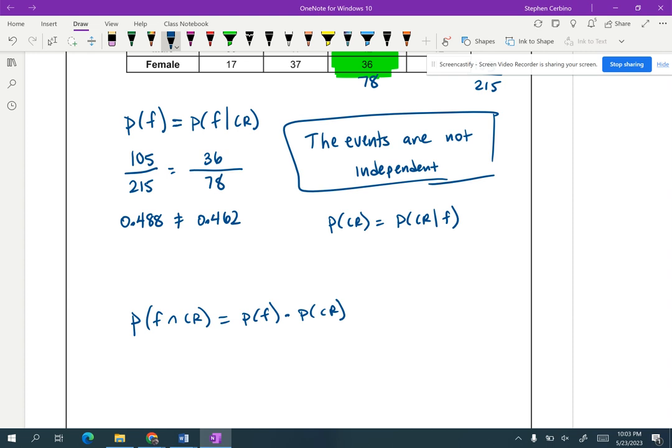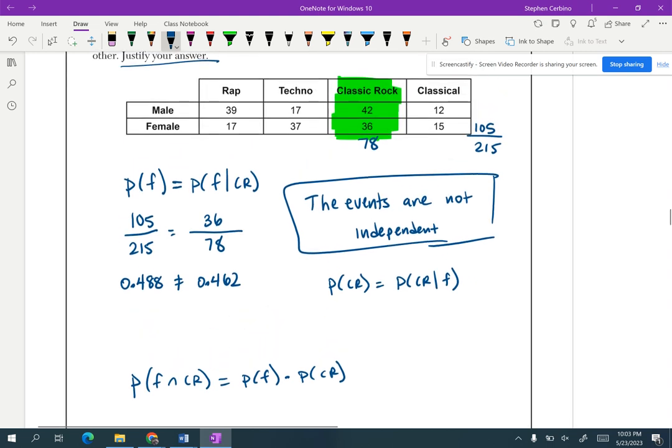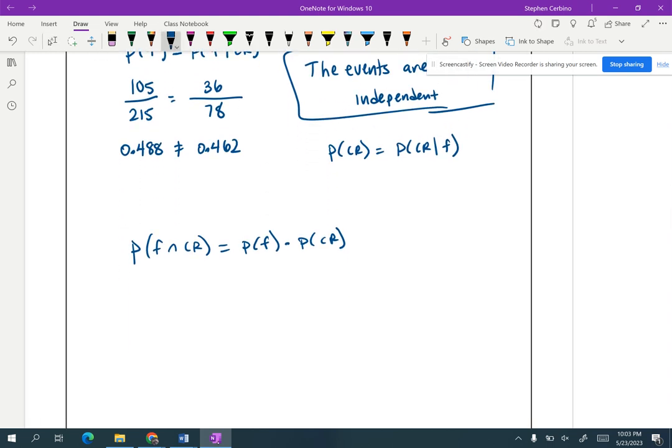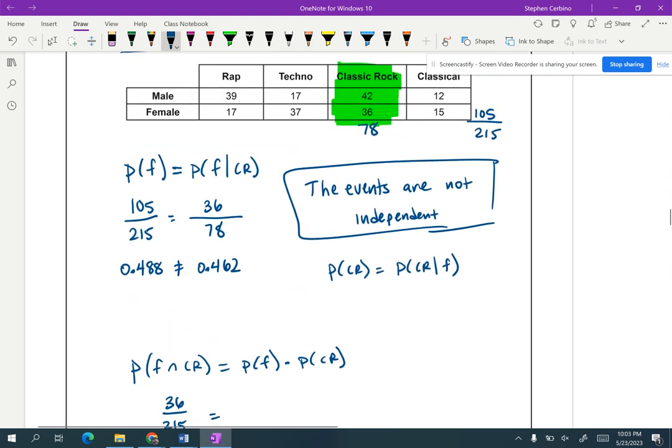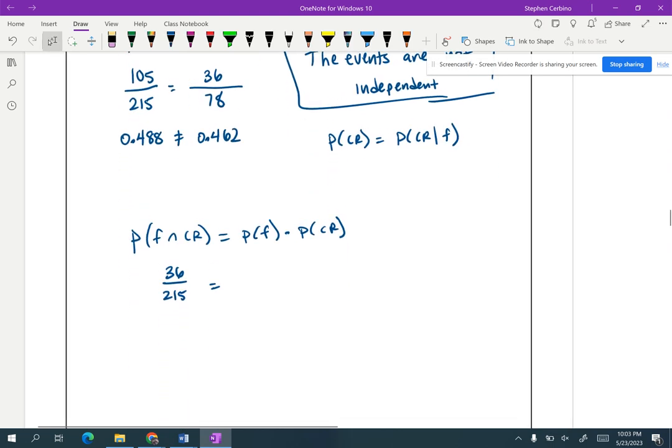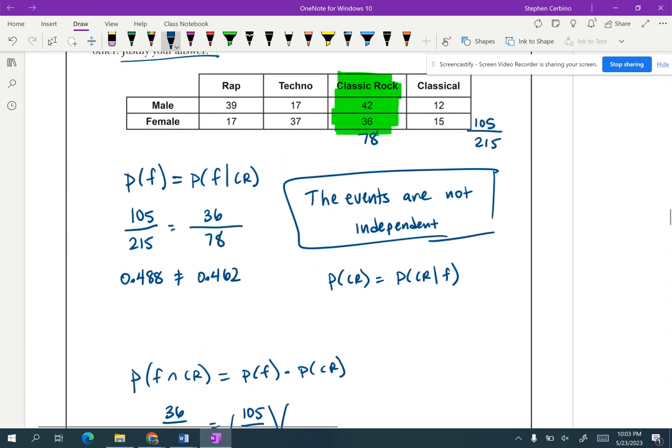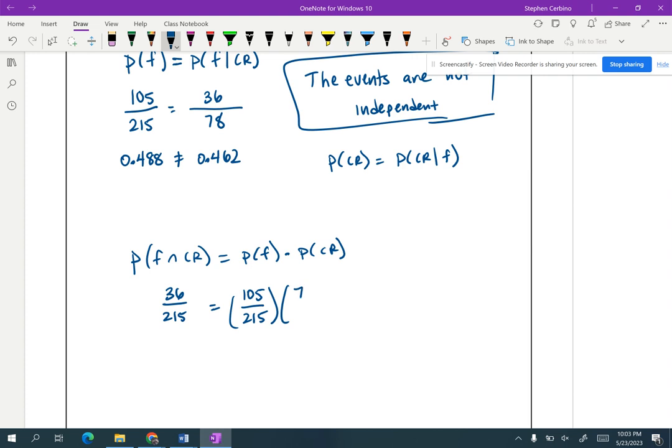So the chances of being female and liking classic rock, well, there's 36 female rockers out of 215 people. The probability of randomly choosing a female, well, there's 105 females out of 215 people. Notice this one is going to have no conditional probability. All the denominators will be the same. Probability of liking classic rock, there are 78 rockers, and that's out of 215.